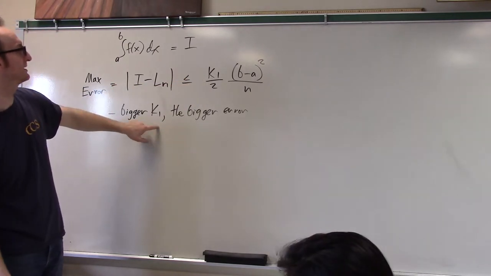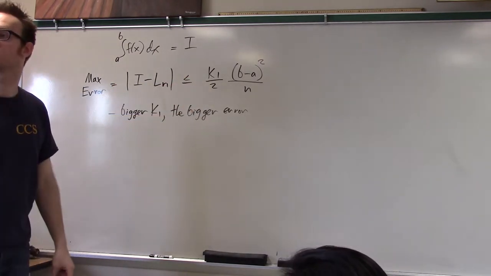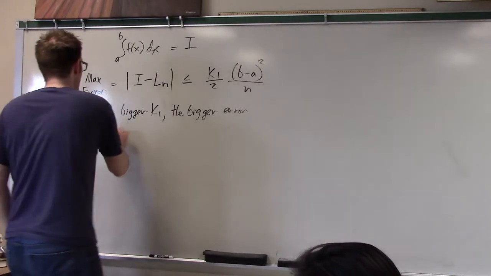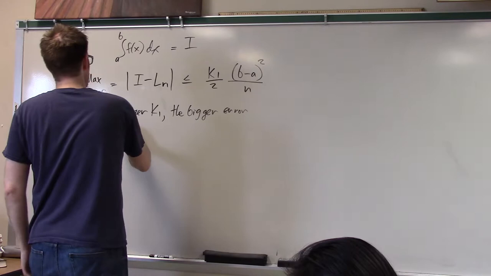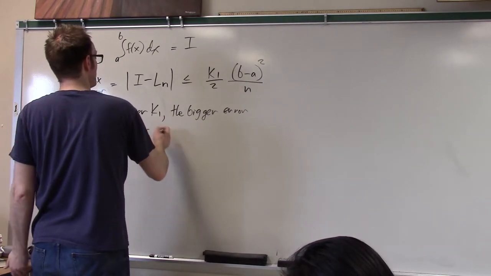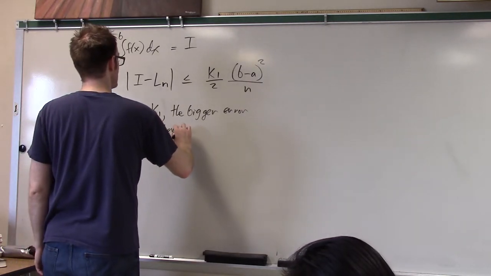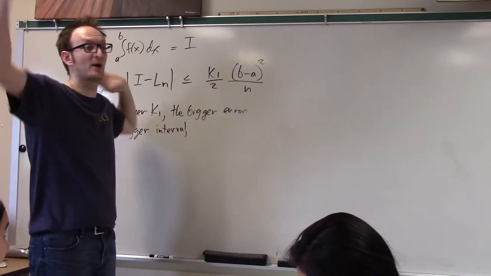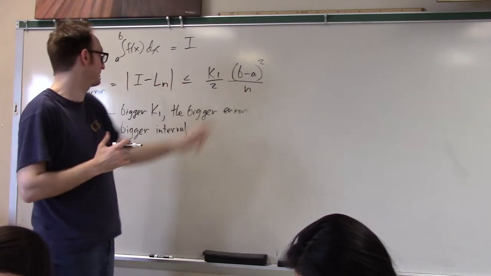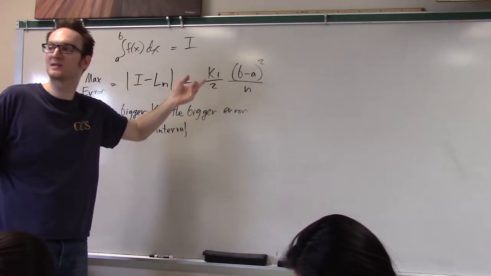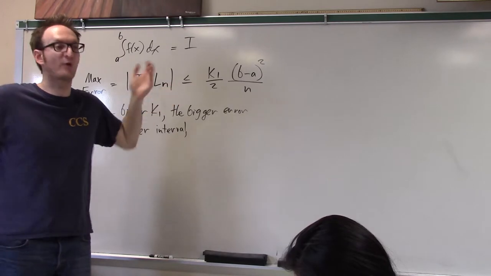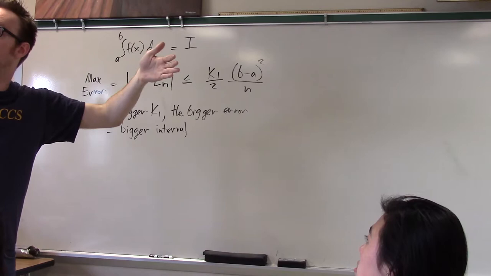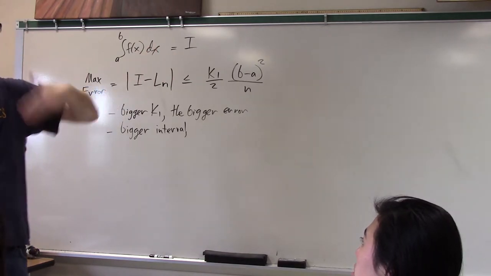The bigger K1 is, then the bigger the error is going to be. What else? The bigger the interval, the bigger the error? The bigger the interval, the bigger error, right? If you just look at the formula, the bigger b minus a is, the bigger the error is. In fact, the error is going to go quadratically with b minus a. Does that make sense, that the longer the interval, the more error? Yeah, of course, because if you're accumulating a certain amount of error on every subinterval, then if you go out really, really far, the error is going to just keep accumulating and accumulating.